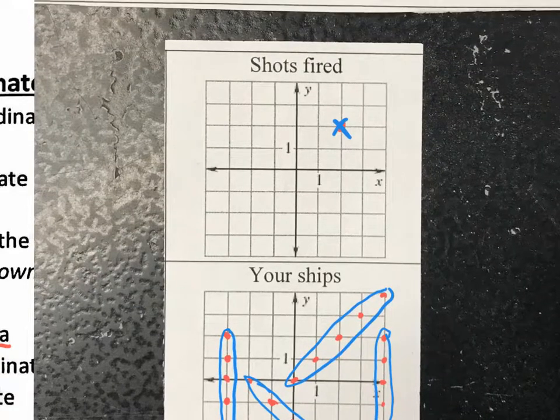So let's say on my shots fired, I say -2, 2, all right? If I say -2, 2, which is right here, -2 on the X, 2 on the Y, and they tell me I hit, all right? So -2, 2, I know that's a hit. If you do get a hit, you get another shot right after.